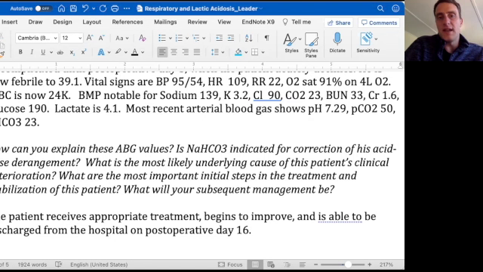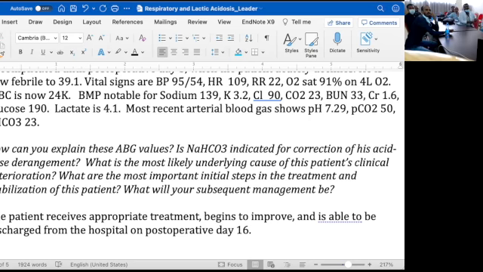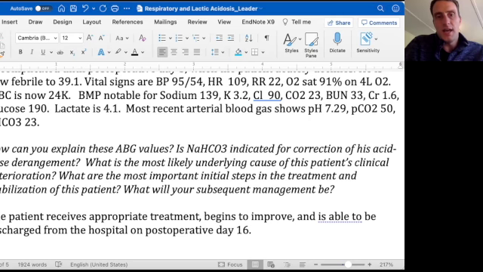Based on the findings of the blood gas and the analysis that you've given, what do you think the most likely underlying cause of the patient's clinical deterioration is? Maybe she has sepsis with septic shock with hypoperfusion. Okay, very good. And you can see, in addition to the clinical picture and the vital signs, the blood gas also helped us to reach that conclusion.